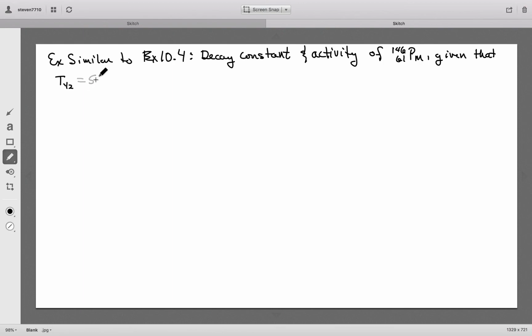So take a sample of promethium-146 and wait 5.53 years and come back to it, and you'll find out half of the promethium has decayed away into some other isotope. Okay, so to find the decay constant, well actually let's do that.